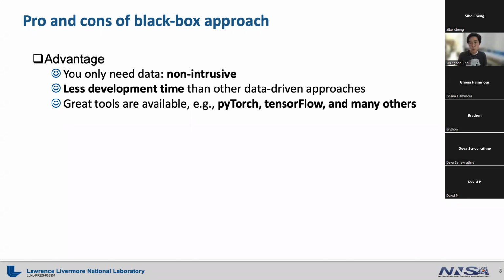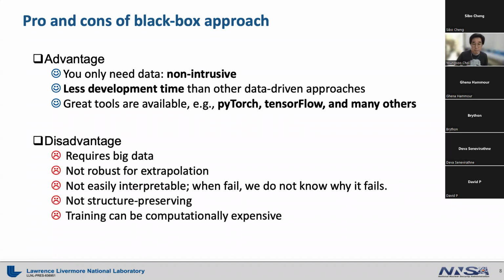Plus, there are great tools out there ready to use, such as PyTorch and TensorFlow and many others. They come with automatic differentiation tools, so you can manipulate the neural network operators very easily to fit into some differential equation forms.